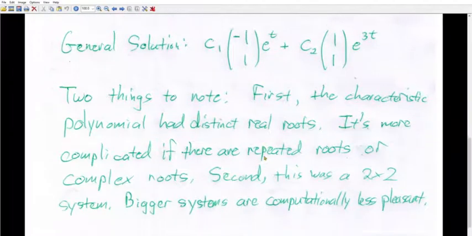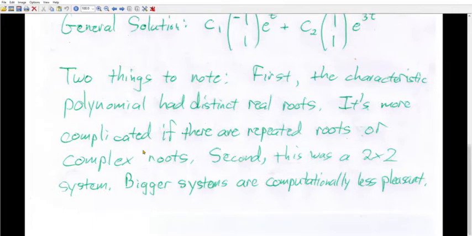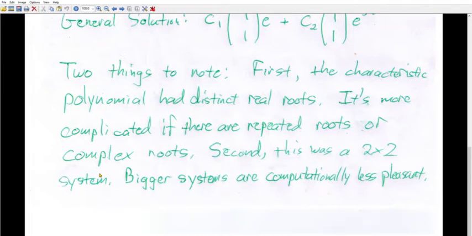Now there are two things to note. First, the characteristic polynomial in this case had distinct real roots. It's more complicated if there are repeated roots or complex roots, and we'll talk about that in some detail later. Second, this was a 2x2 system. Bigger systems are computationally less pleasant, and we will save discussion of larger systems for next time.